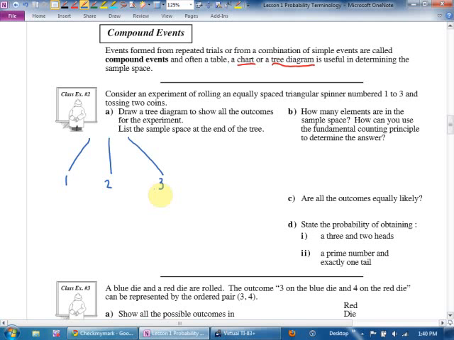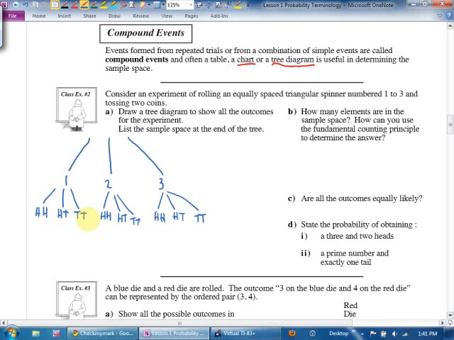What are all the possible outcomes when you flip two coins? Heads, heads. Heads, tails. Tails, tails. Heads, heads. Heads, tails. Tails, tails. Now, this is using the non-equally likely outcomes approach.